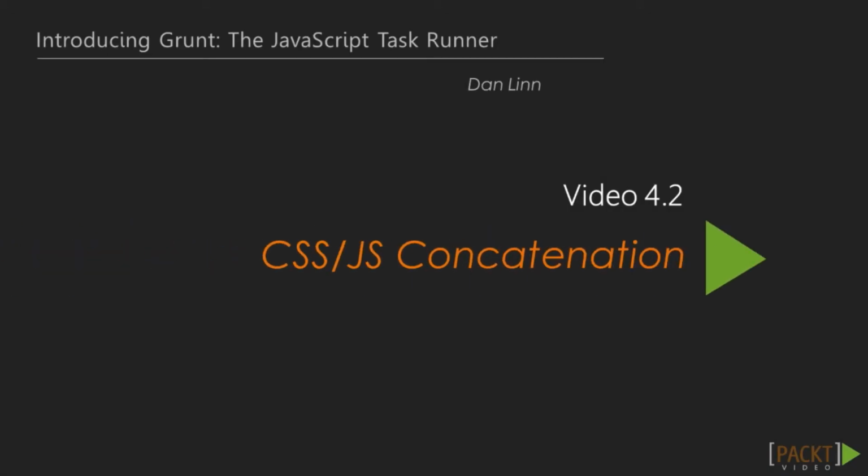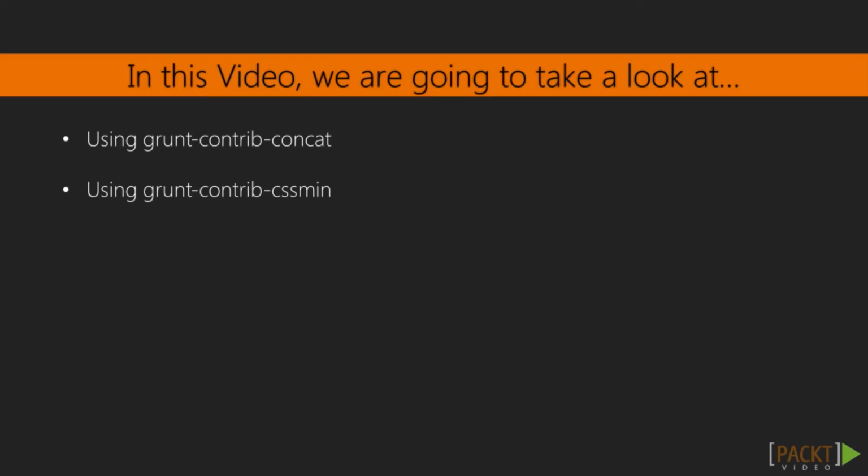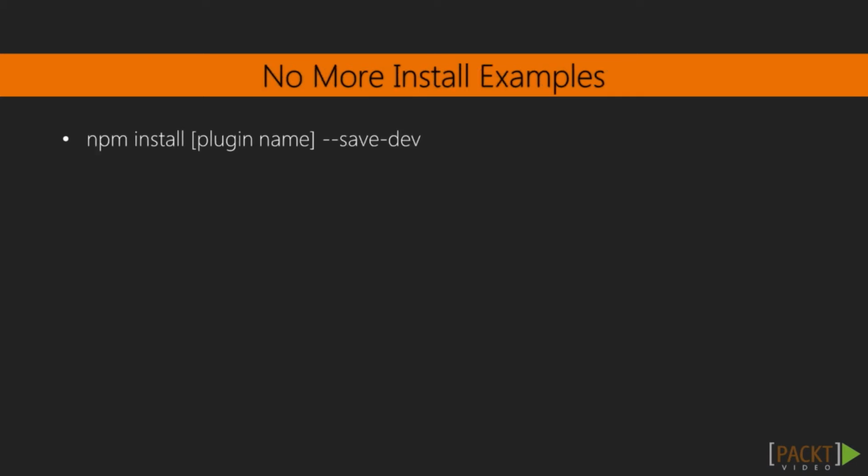Welcome back to Introducing Grunt, the JavaScript Task Runner. This is the second video in the fourth section, concatenation and minification. The last video in our series talked about file moving and renaming. In this one, we'll discuss CSS and JS concatenation and minification. One note first before we move on is that from here on out, I'll be skipping the install of plugins and just noting that it's required.